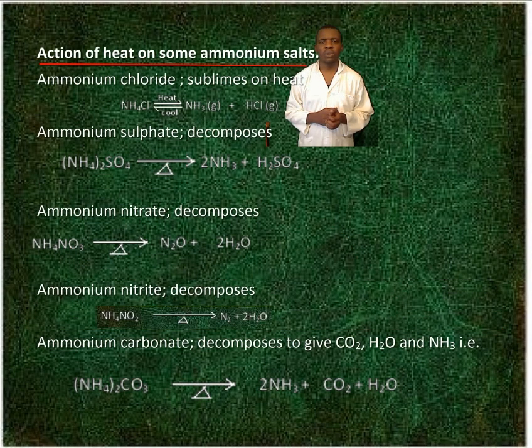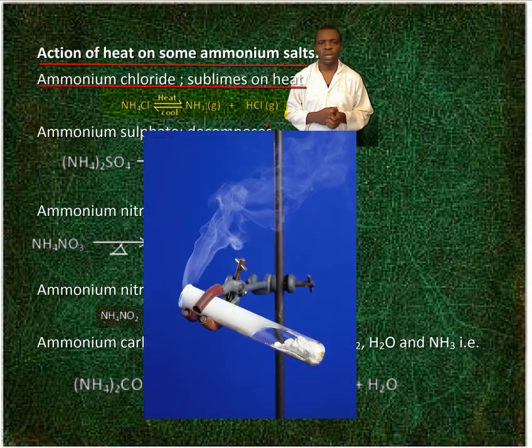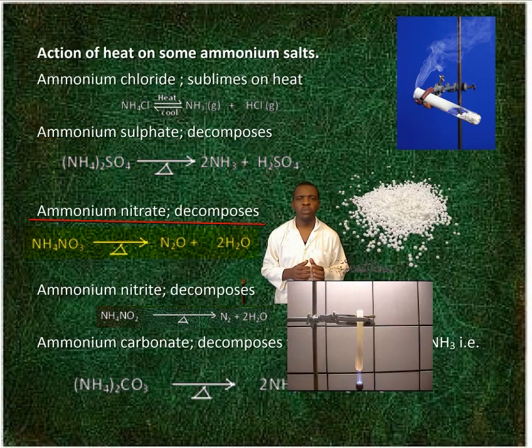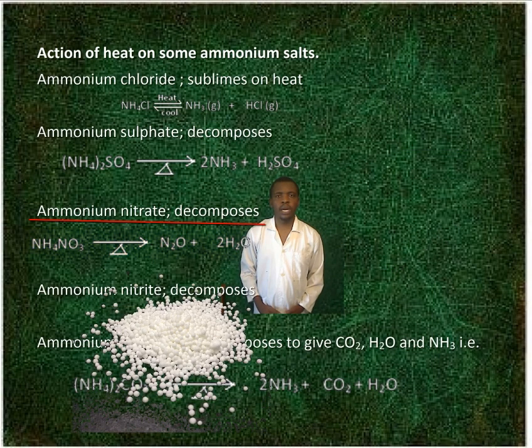Action of heat on some ammonium salts. Ammonium chloride sublimes on heating to give ammonia and hydrogen chloride gas. Ammonium sulfate decomposes to give ammonia and sulfuric acid. Ammonium nitrate decomposes to give dinitrogen oxide and water. When ammonium nitrate is heated gently, ammonia gas and nitric acid are produced.